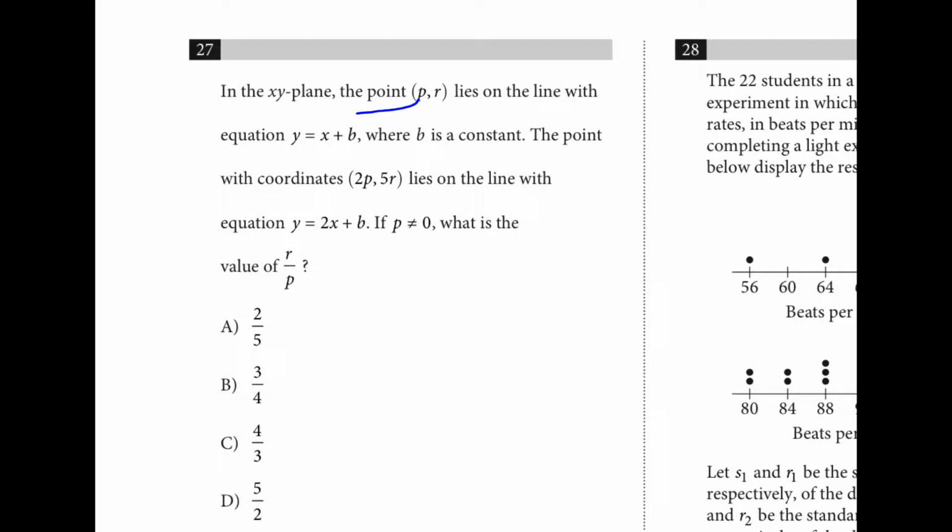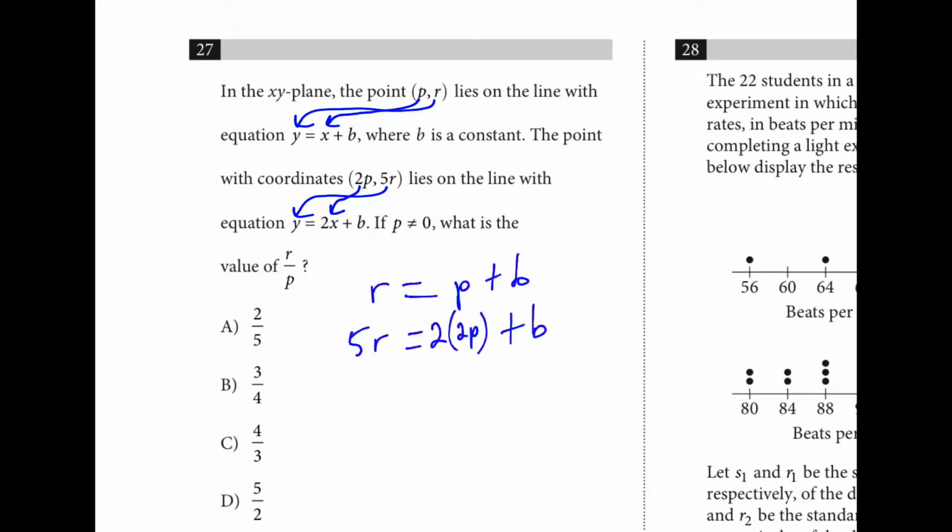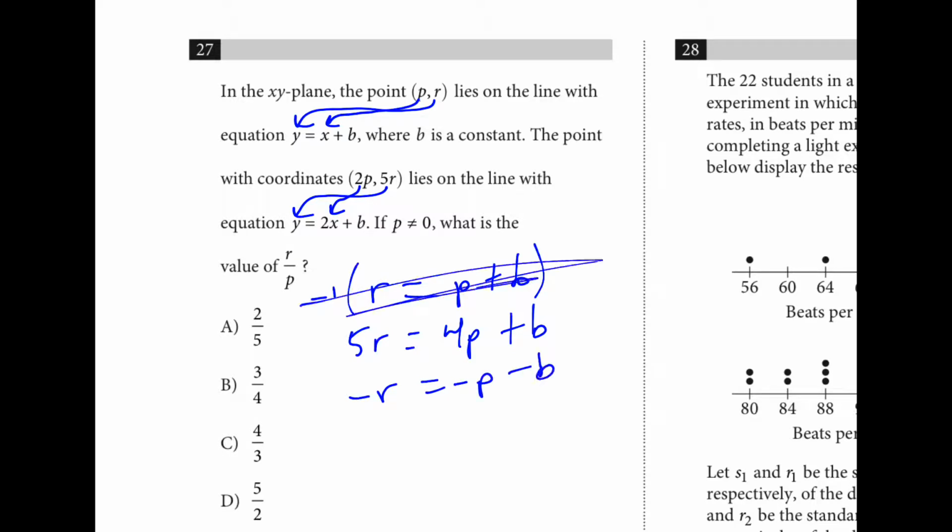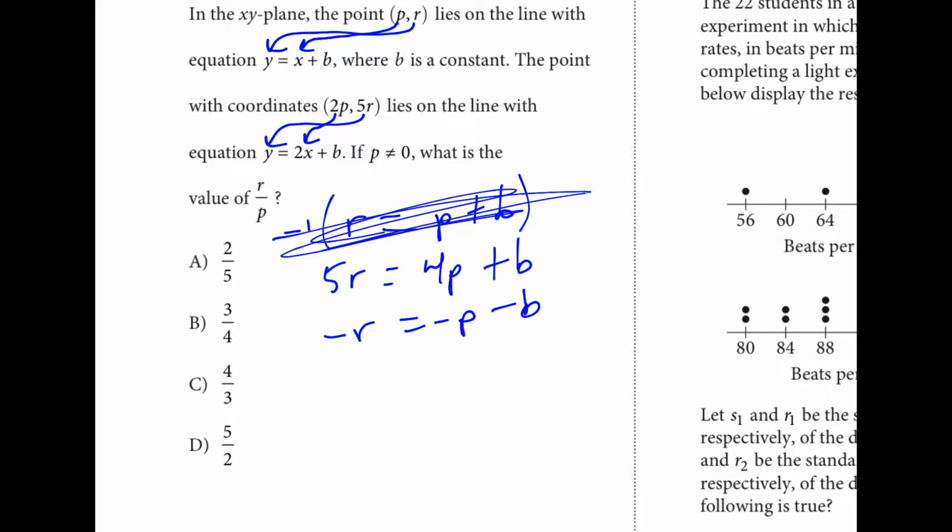For 27, we can plug in P for X and R for Y, and then 2P for X and 5R for Y to get these two equations. And I'm going to take 2 times 2P and just rewrite that as 4P. And since b is a constant and we want to get rid of it to figure out the other ones, I'm going to multiply this entire top equation by -1. So this becomes -r is equal to -p minus b. Now I'll cross that out. I'm going to use elimination to add these straight down. So this gives me that 4r is equal to 3p. So the b's cancel out. Now I want r over p, so I'm going to divide by p on both sides, and then divide by 4 on both sides. And I end up with r over p is equal to 3 over 4, which is B.